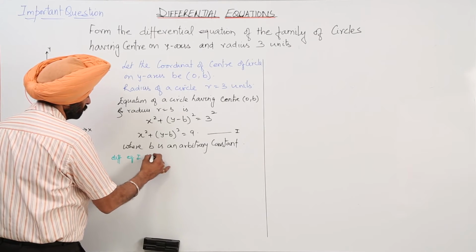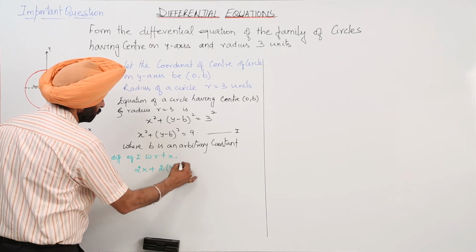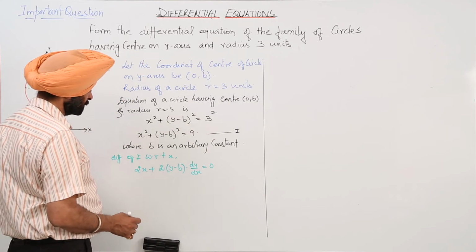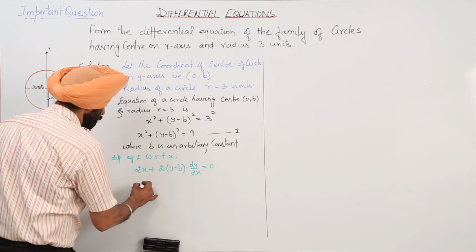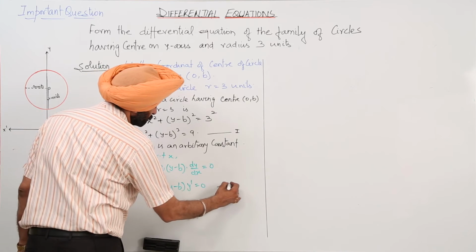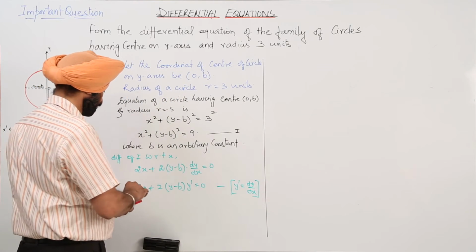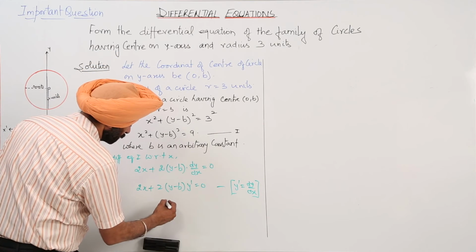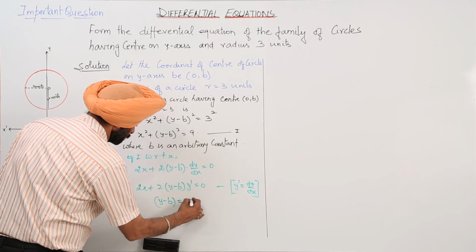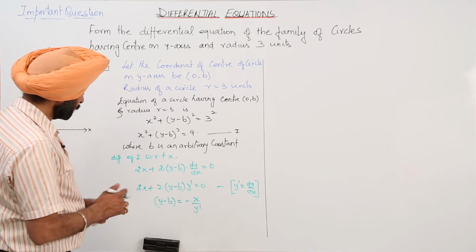Differentiating equation 1 with respect to x, 2x plus 2 (y minus b) dy by dx is equal to 0. 2x plus 2 (y minus b) y derivative is equal to 0. Just mentioning that y derivative is dy by dx. Now we can write it, y minus b is equal to negative of x upon y derivative.